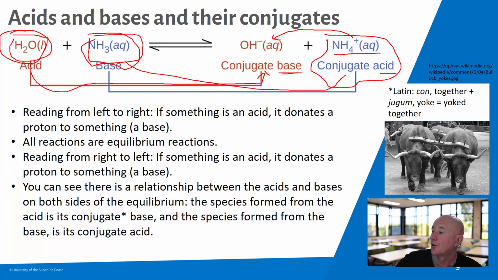Just a little bit on terminology. Where does this term conjugate come from? It comes from the Latin con, meaning together, and jugum, meaning yoke. So they're yoked together, and you can see that that's the case. It makes perfect sense that that's the case there.